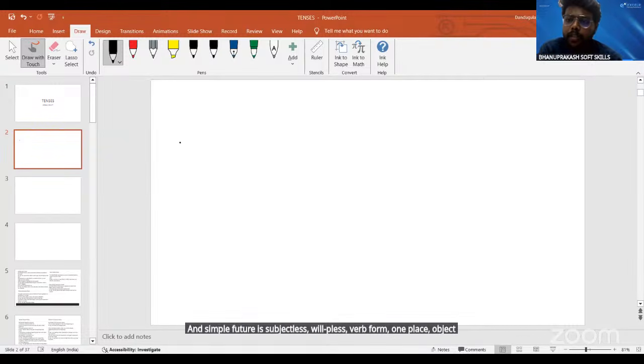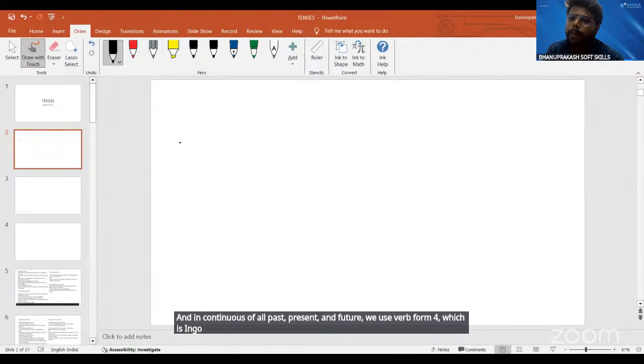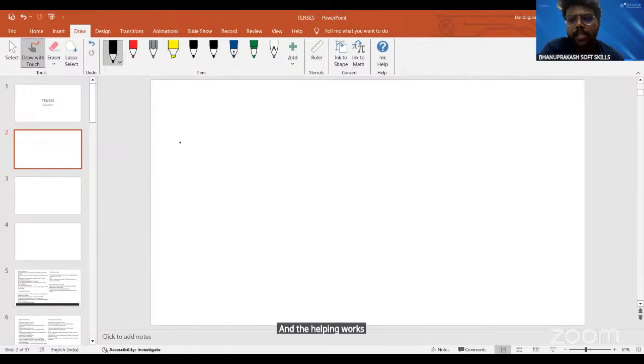And in continuous of all past, present, and future, we use verb form 4, which is the ing form. And the helping verbs that we use in the past continuous are was and were. And in present, am, is, are. And in future, it is be form. All these helping verbs are be forms.